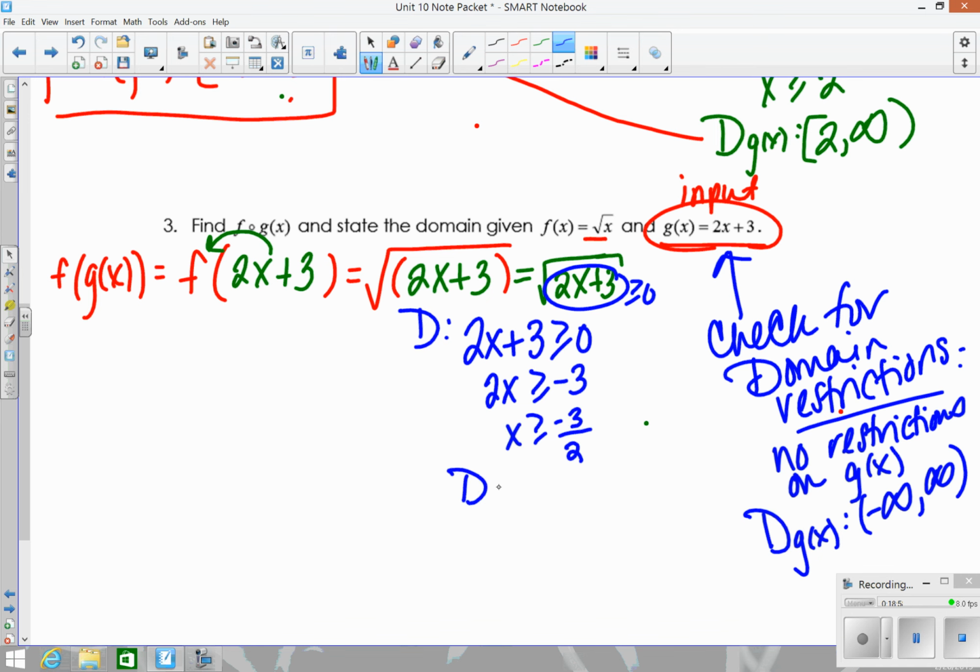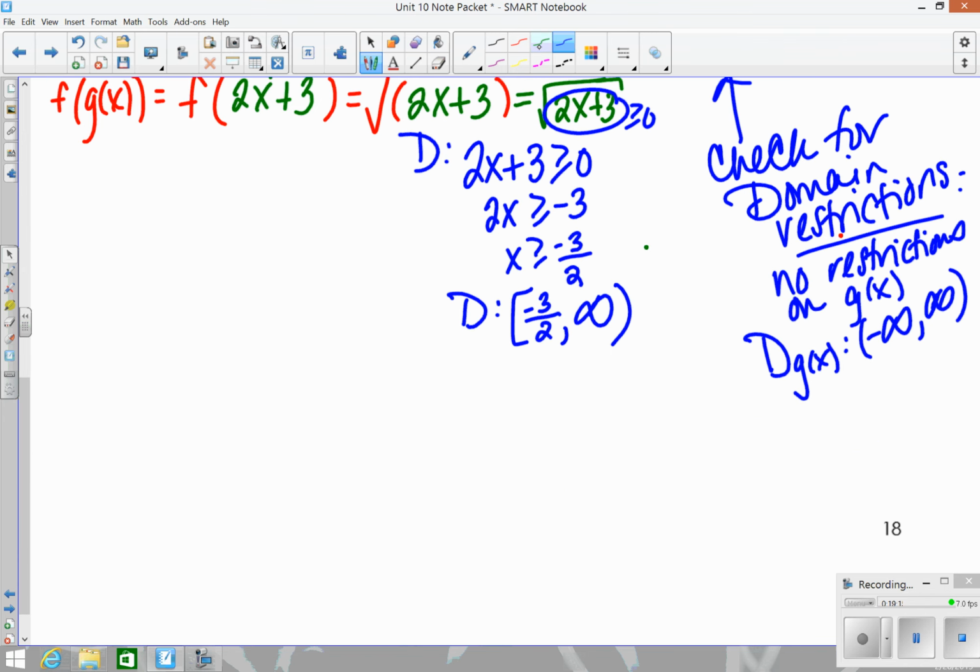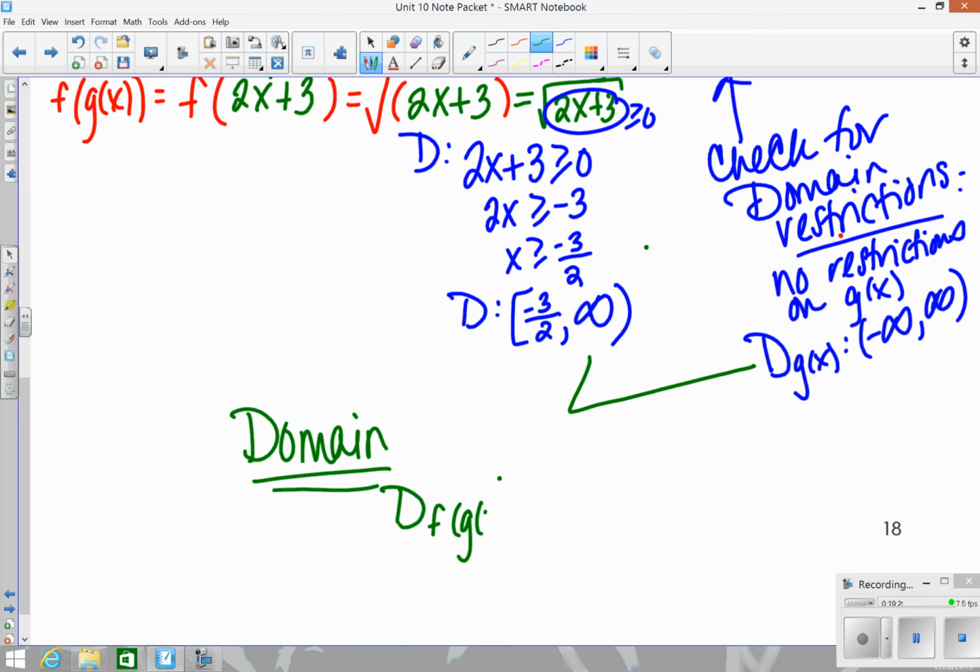That tells me the domain of this part that I got out has to be x is greater than or equal to negative 3/2. So we have negative 3/2 in a square bracket because we want to include it, to infinity. So then when we look at the domain of the entire composition, we have to compare these and take what's most restrictive. So the domain of f of g of x, or of the entire thing, is going to actually be what's most restrictive, which is this negative 3/2 to infinity.